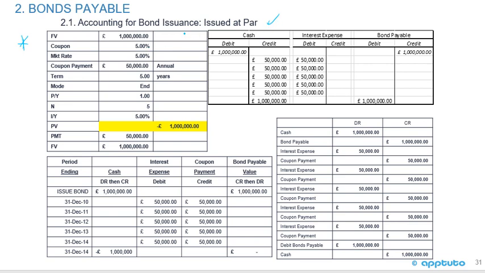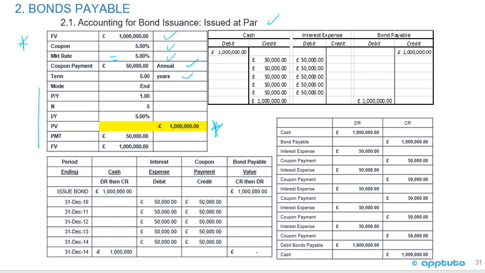So the first case that we're looking at is accounting for a bond issuance when the bond is issued at par. In this example, we have the face value of a bond of £1 million. The coupon rate is 5% and the market rate is 5%. So we're going to learn that when the market rate equals the coupon rate, then the bond is being issued at par. Therefore, the coupon payment is going to be £50,000 a year. And this is an annual pay bond, not semi-annual. The term is 5 years. And therefore, we can calculate our price of a bond. And this is how we come up with the initial recognition value.